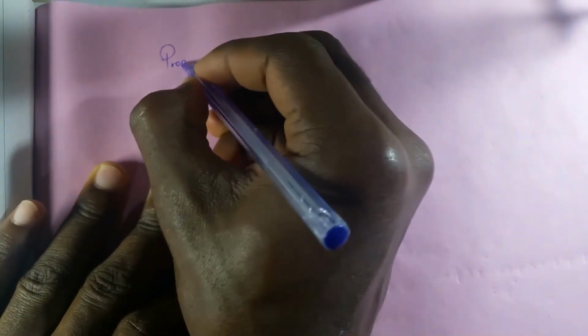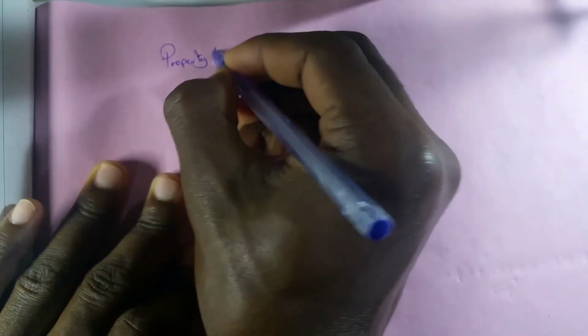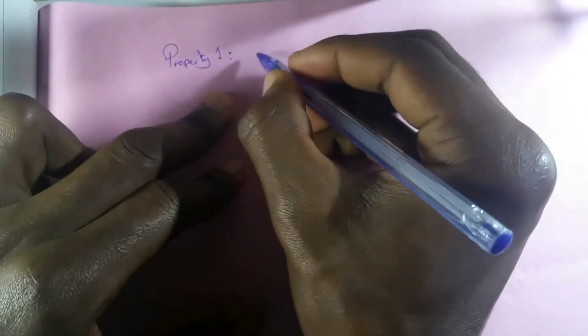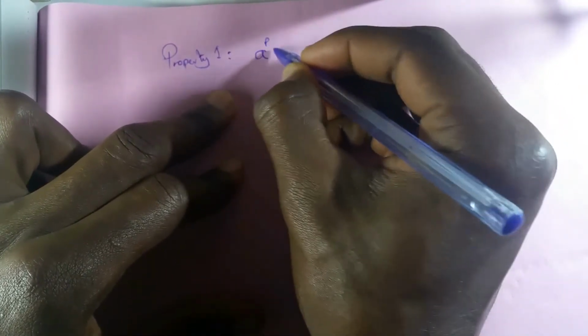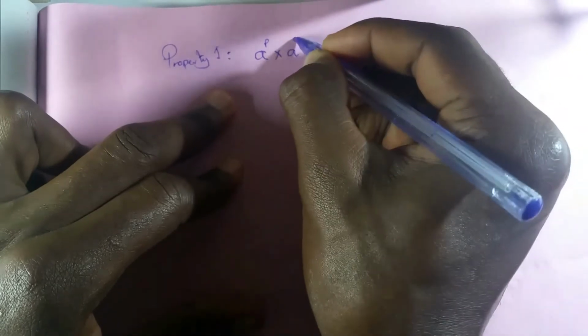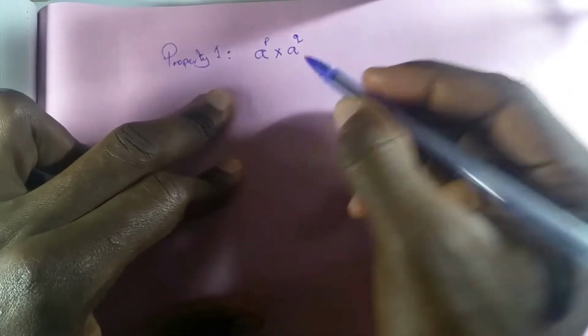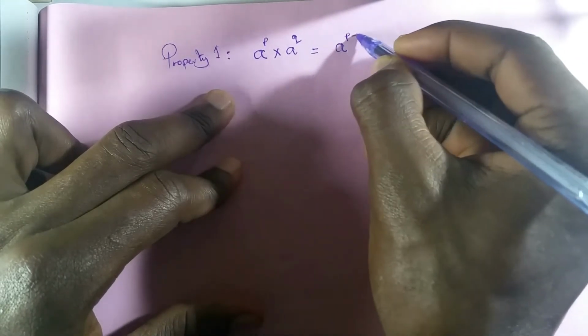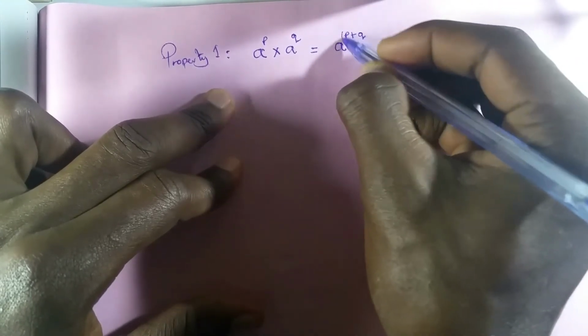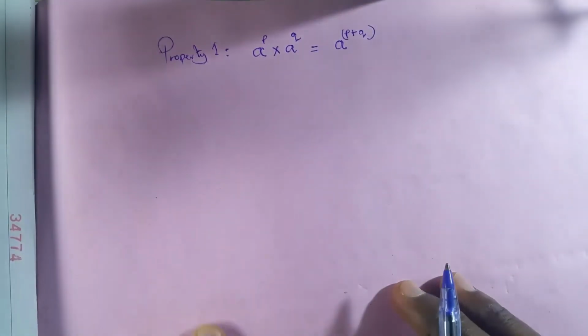Property 1. We realize that if you have a base to a power p and that same base to another power q, you're multiplying them, and the result is that base with an index that is just the sum of the powers, according to what we saw before.